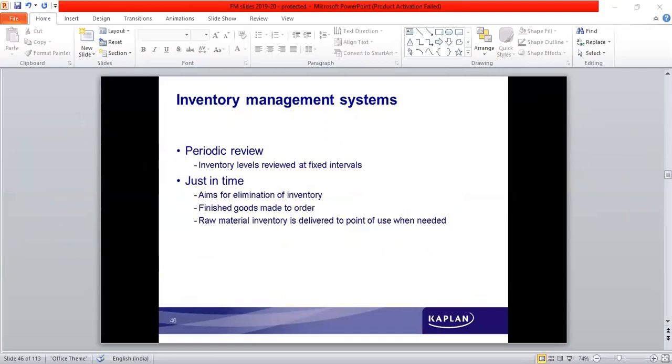We'll look at a few questions based on this particular explanation, and then we'll go ahead with the other explanation of inventory levels.